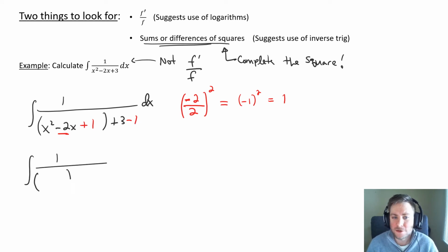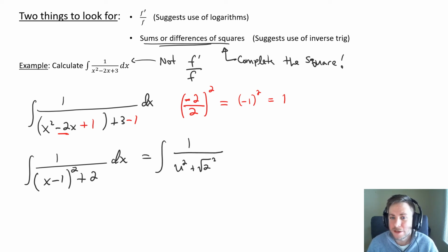Outside the brackets, 3 minus 1 can simplify to plus 2, and the expression inside the brackets can factor into a perfect square. And with that, we're done completing the square. Now we can see this shaping up to look like the arctan integral by thinking of the denominator as u squared plus a squared. However, thinking of it this way requires us to perform a substitution properly.